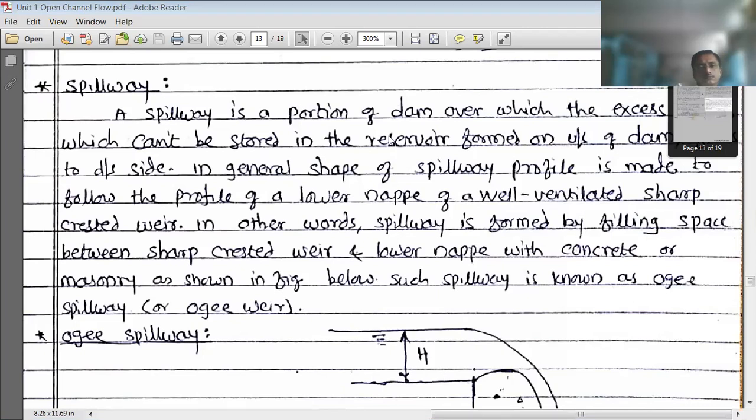It is the part of dam which is constructed for the removal of extra water when reservoir is full. It is the portion or part of the dam itself, or it will be provided separately, for the purpose of draining out the excess water from the reservoir. So that is called as the spillway.